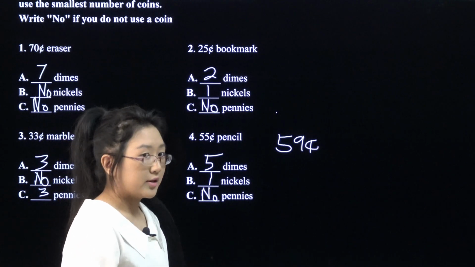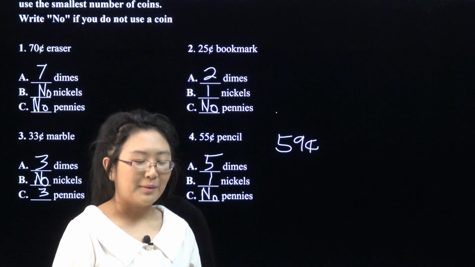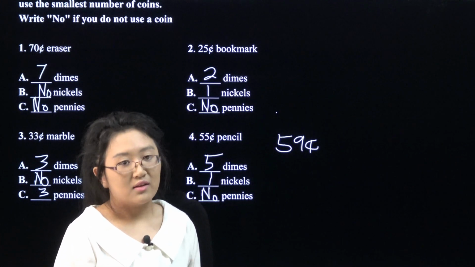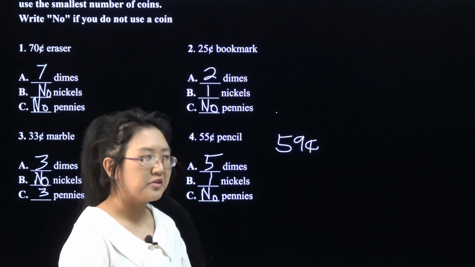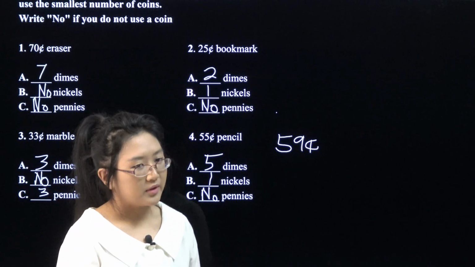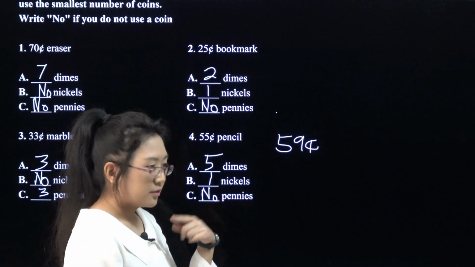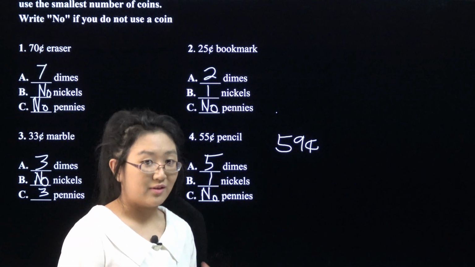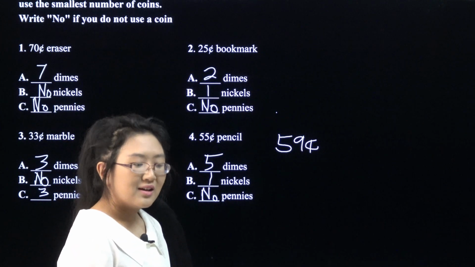Can you use only nickels and pennies? Yeah, if you had a 6-cent something, or an 8-cent something, well, that's really rare nowadays, but say it's 7 cents. Then, you can use 1 nickel and 2 pennies. That's 5 plus 2. And can you use only pennies? I mean, sure.